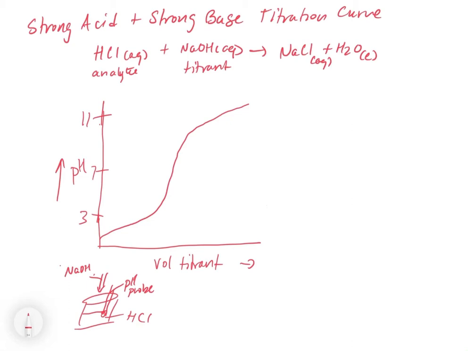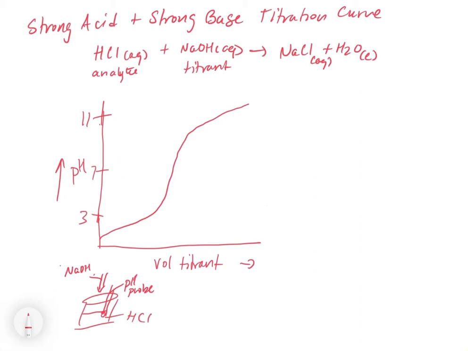What's happening is we add the NaOH and it reacts with the HCl to make NaCl and water. We know that because this is a strong acid and a strong base. These are going to neutralize each other to form a neutral salt. If you don't remember why NaCl is a neutral salt, you should go back and watch the video on salts and hydrolysis and water. That's what's happening as we add the NaOH.